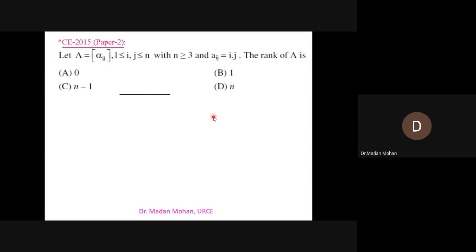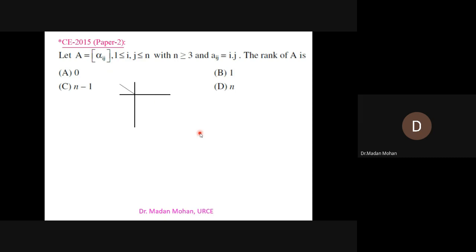Sir, the first element is A11, right sir. Right. A11 means I into J is there, so 1 into 1, the first element is 1, sir. Right, very good. Similarly, the second row is 2, 4, 6, and the third row is 3, 6, 9, sir. Second row elements 2, 4, 6. Very good. And 3, 6, 9, sir. Right, very good. You observed it very well.